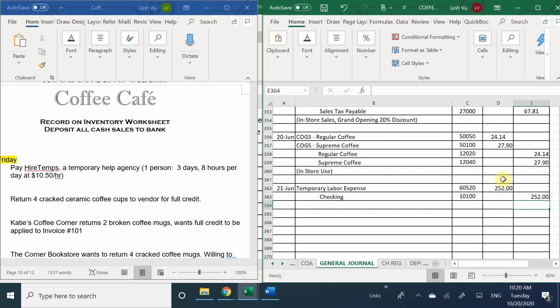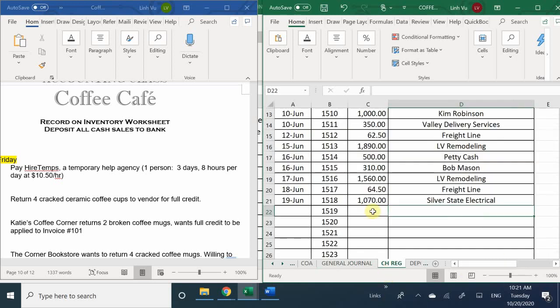Before anything else, where do we need to go first? We need to go to the check register. Good. So for the 21st of June, how much are we writing a check for? 252. And who are we writing it out to? The temporary agency. What's it called? Hire Temps.